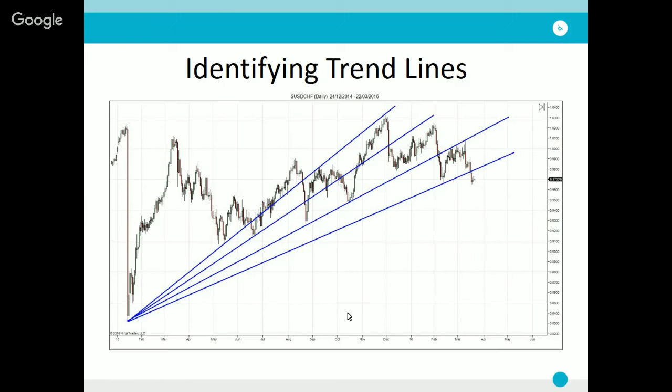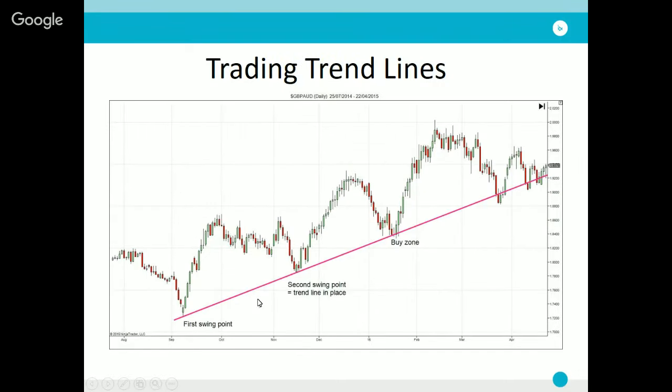So here we have a nice clear example of a bullish trend line in place and a manner in which we could look to trade this trend line. So again, I only look to identify a trend line based on two swing points. So once I've identified these two swing points in place, I go ahead and connect my trend line. Once my trend line is in place, I'm then monitoring the market, looking for price to trade back down and retest the trend line to see if I get a potential trade setup.